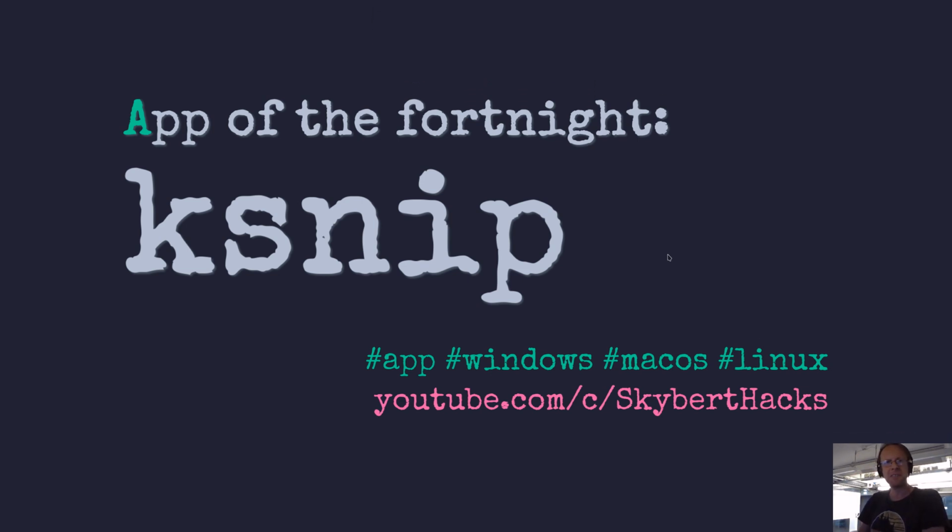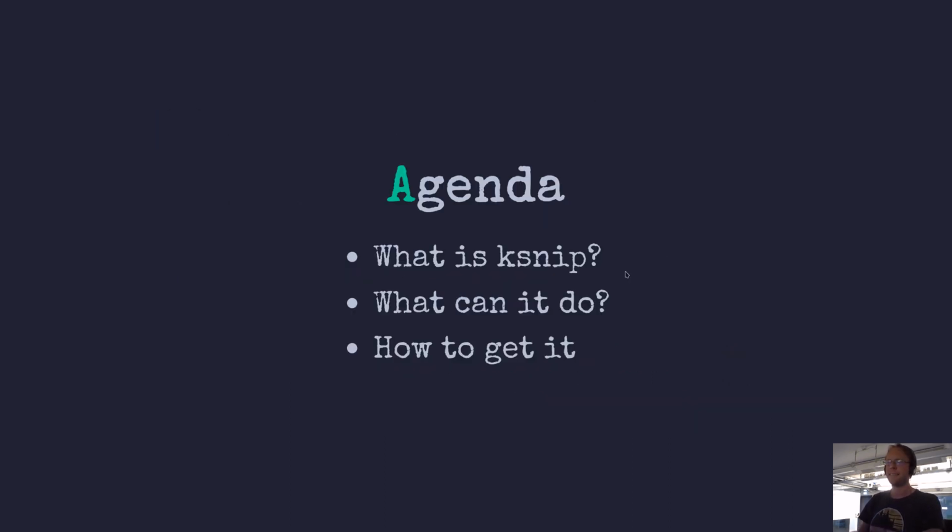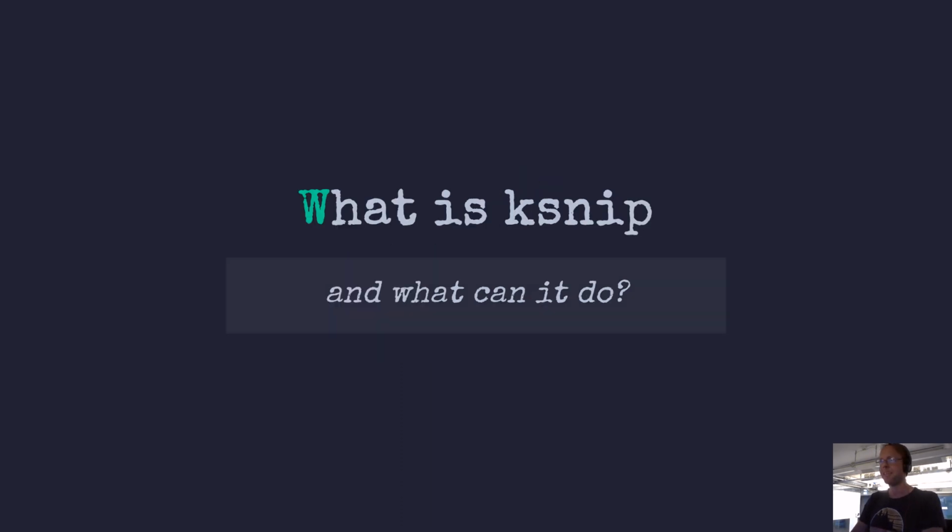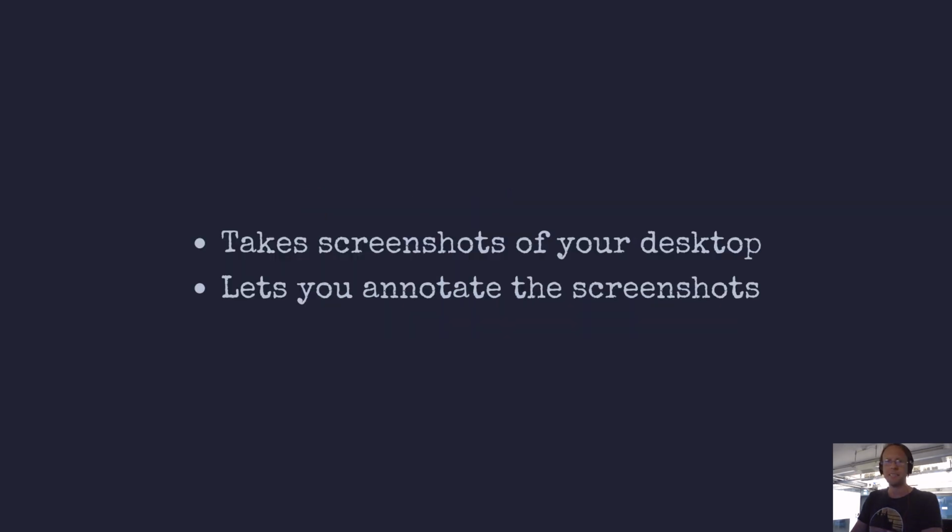Today I'll start a new series called App of the Fortnight, and the first app out is Ksnip. We'll go through what it is, what it can do for you, and how you can get a hold of it. So first off, what is it and what can it do for you? Ksnip is a screenshot tool, and it allows you to screenshot your entire desktop or just an application, and afterwards it lets you annotate that screenshot.